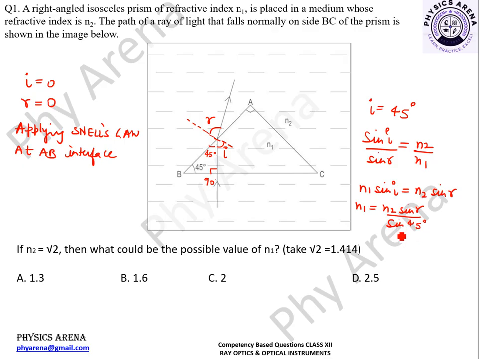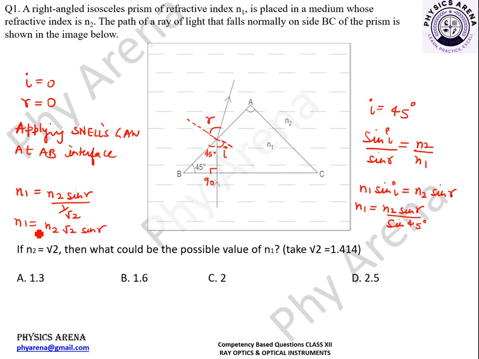Sine 45 is 1 by root 2. So we can use that value. Further, I am solving it here. n1 is equal to n2 sine r divided by 1 by root 2. Sine 45 is 1 by root 2. Root 2 will go in the numerator. So n1 will be equal to n2 times under root 2 sine r.